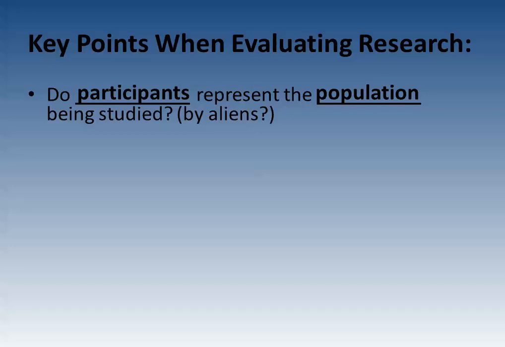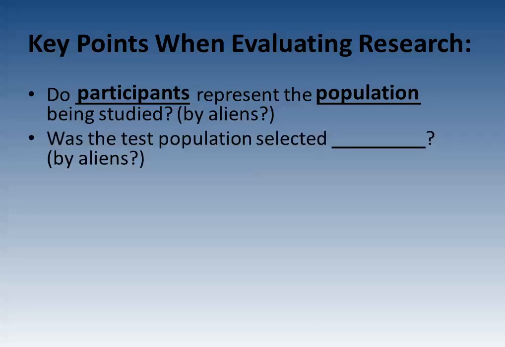So first, we want to take a look at, are the participants totally representative of the population that we're studying? If we're studying 16-year-old girls, well, our participants better be a reflection of that, but they better cross over all those different areas of socioeconomic, of race, and different components that go into that to make it a fair study. Was the test population selected randomly? Random is huge when it comes to statistics. It should be a random selection, and we talked about that a little bit with Gladwell's studies.